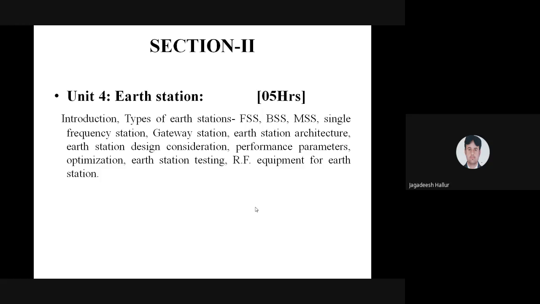Okay. Next, the radio frequency equipment for Earth station. What is the equipment of RF? Radio frequency is required. The frequency must be required for the Earth station equipment. This is the clear idea about Earth station. That is all the contents, a clear idea about Earth station, and we'll see one by one.